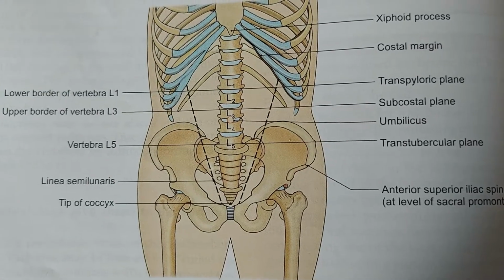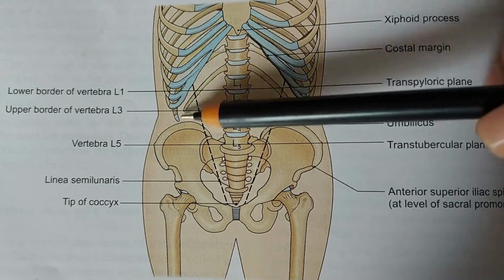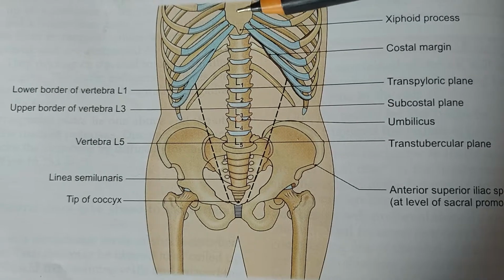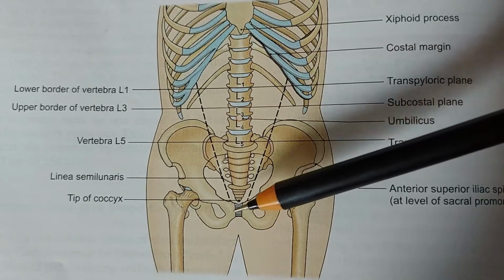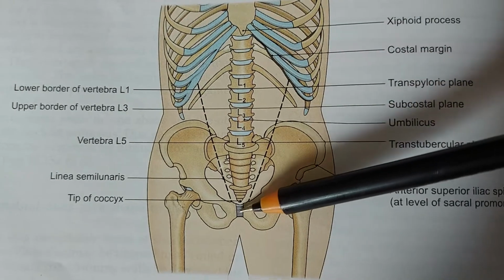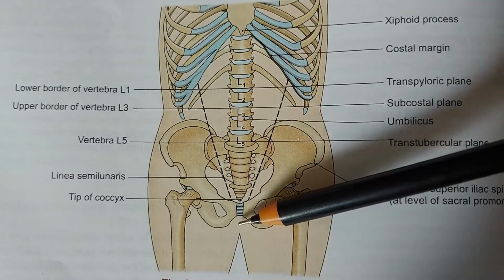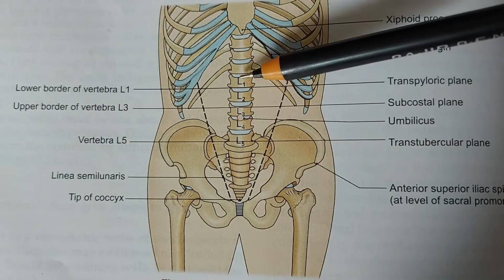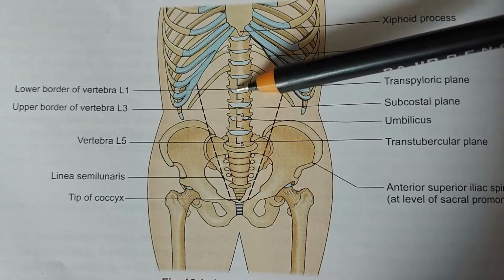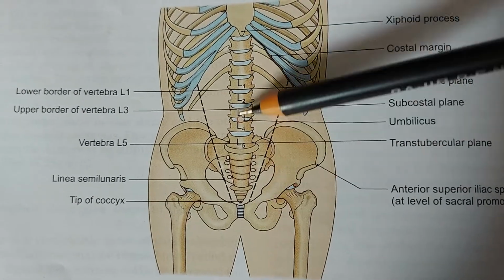Now details of the anterior abdominal wall. Here we can see this part of the body is known as the abdomen. The anterior part of this abdomen is from the xiphoid process to the symphysis pubis. This is the anterior median line. But the posterior median line is from this lumbar vertebra to this coccyx. This is a little bit smaller than the anterior median line.